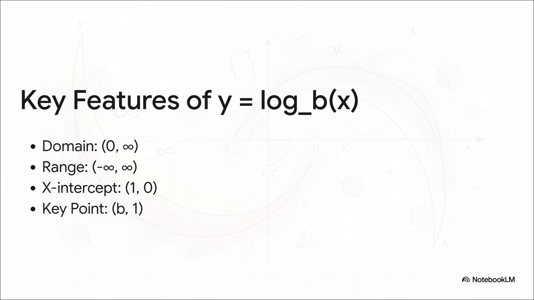Because of that wall at x equals 0, the domain has to be anything greater than 0. The range, though, that goes all the way from negative infinity to positive infinity. Now, every single parent log graph will cross the x-axis at the exact same spot, the point (1, 0). And here's a super handy shortcut. The point (b, 1), where b is just the base of your log, is always on the graph.